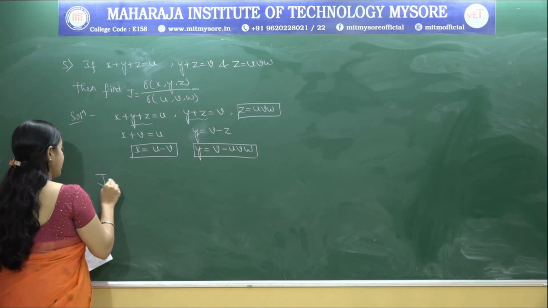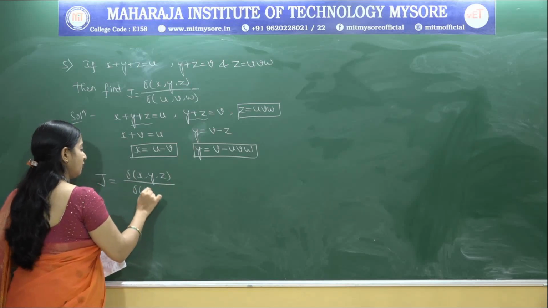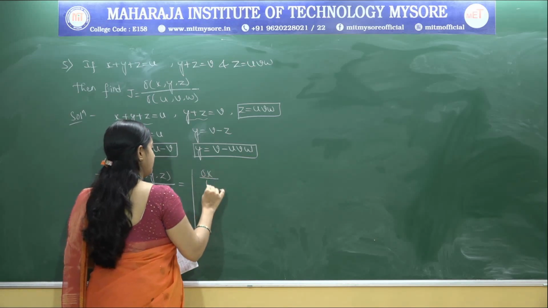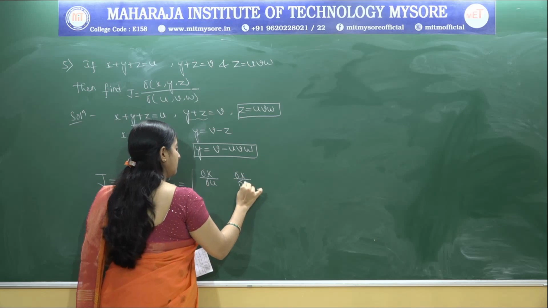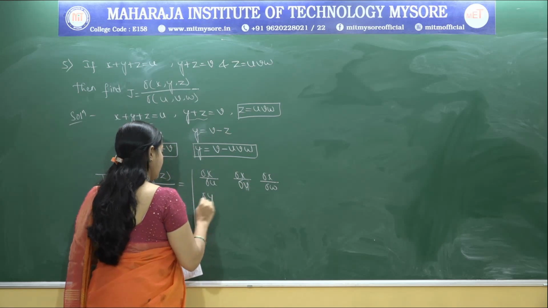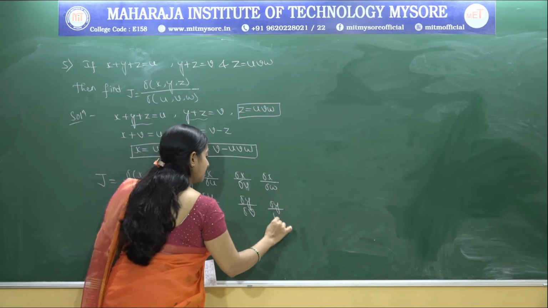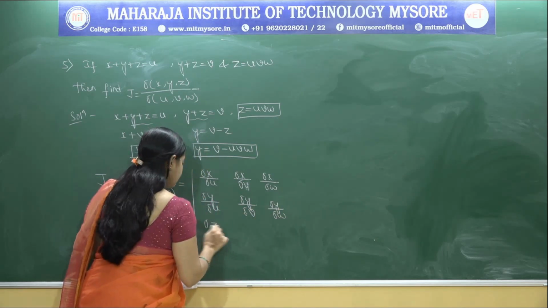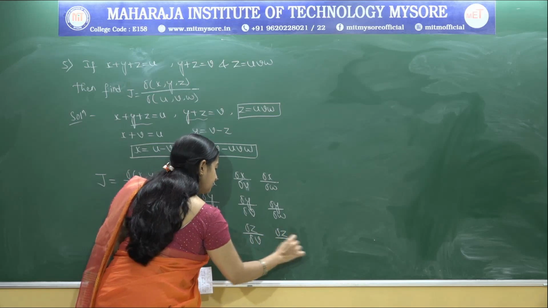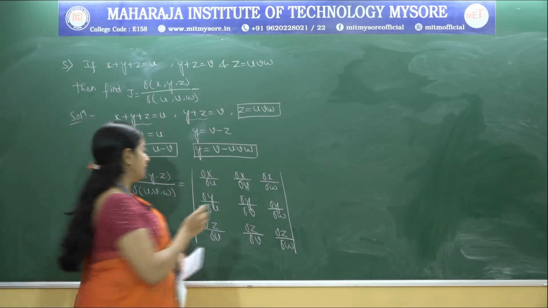Next, write the Jacobian J equals. Here x, y, z depend on u, v and w. Next, you expand this. First, you write the formula: x with respect to u, x with respect to v, and x with respect to w. Similarly, y with respect to u, y with respect to v, and y with respect to w. Next, z with respect to u, z with respect to v, and z with respect to w. First you take the differentiation, then expand, and you will get the answer.